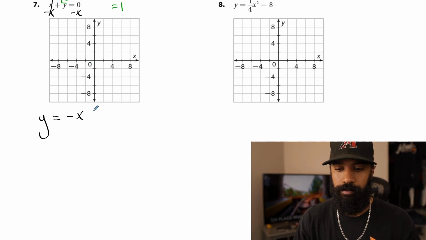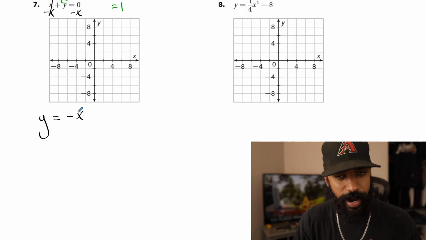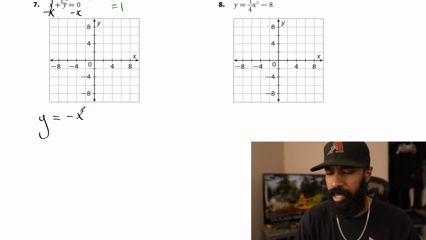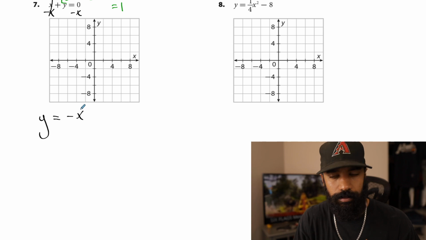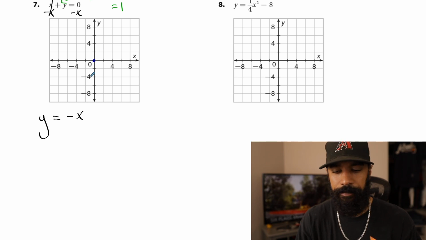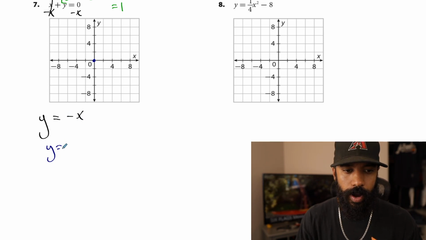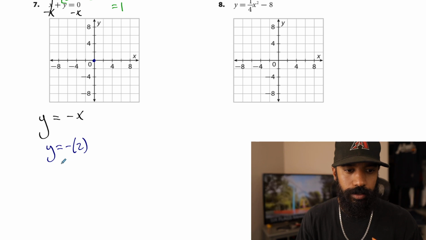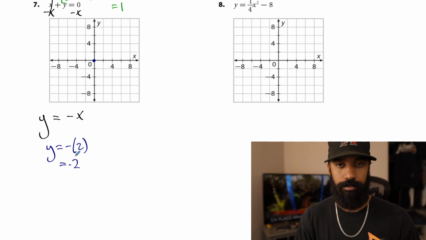Let's start with 0. I substitute 0 for x. What do I get for y? -0. But still 0, right? Let's plot that point right there. Right there. Plug in 2. y equals -2.